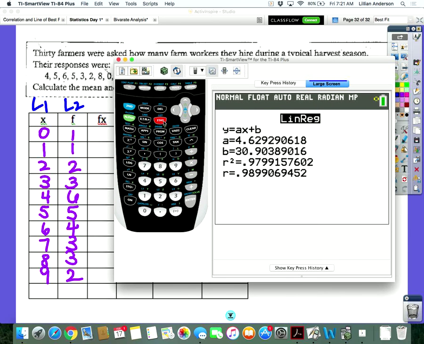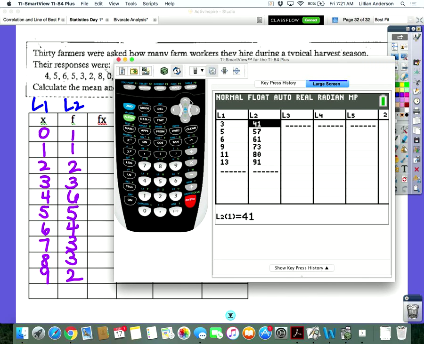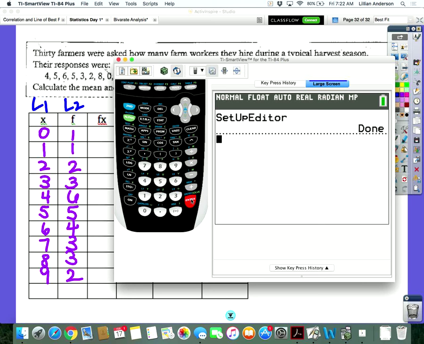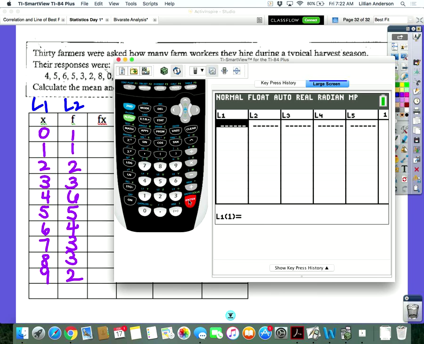So I go to Stat, I go to Edit. As you see, there's L1, clear it out. L2, clear it out. Now, I clear it. I do not delete it, because look what happens: if you press delete, the column is gone. I think I've talked to you guys about this, but just in case you forgot, if you ever accidentally delete a column, all you do is go to Stat, go to Option 5, and click Enter. Basically, SetUpEditor brings back L1, as you guys can see.